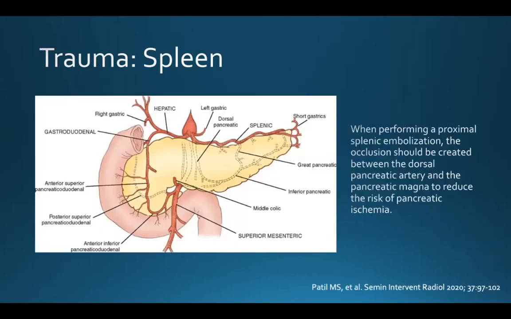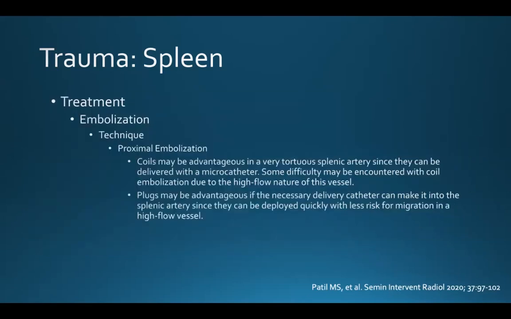As I mentioned, the occlusion should be created between the dorsal pancreatic artery and the pancreatica magna in order to reduce the risk of pancreatic ischemia. In terms of embolic agent selection, coils may be advantageous in a very tortuous splenic artery since they can be delivered with a microcatheter. Some difficulty may be encountered with coil embolization due to the high flow nature and size of this vessel. In that case, plugs may be advantageous, but only if the necessary delivery catheter can make it into the splenic artery. They can be deployed quickly with less risk for migration, especially in a high flow vessel.